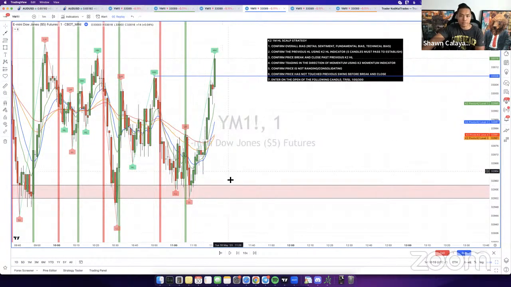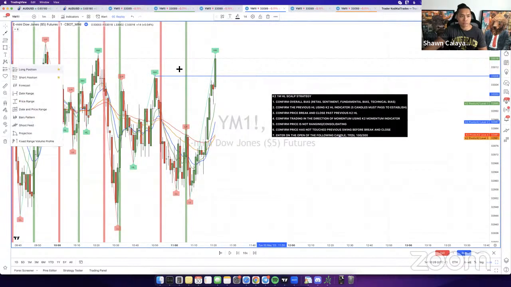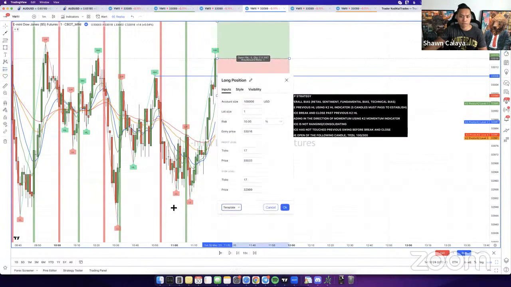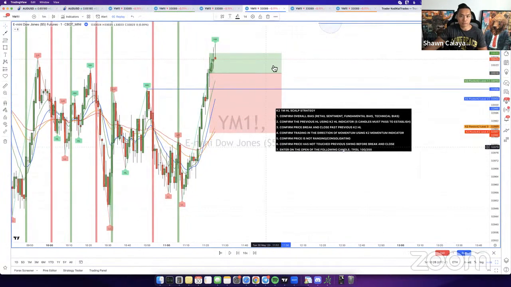And then lastly, you want to confirm that price has not touched this high low. So right here, you can see price has not touched it since this high low was established. And with that said, same thing again, long position, go for 100 pips, you let the trade run, full TP.